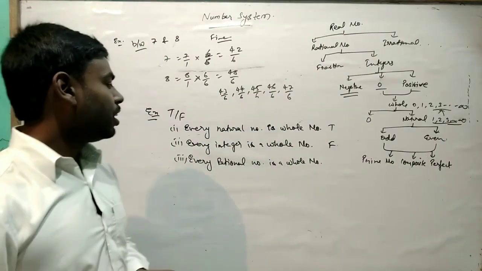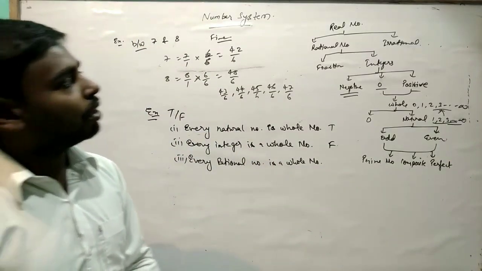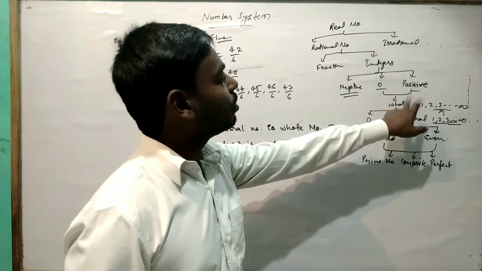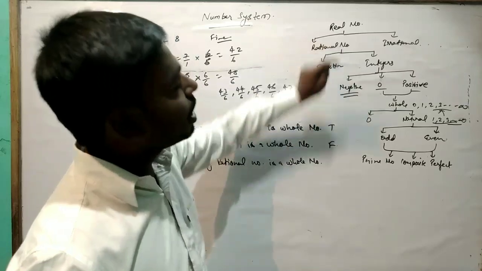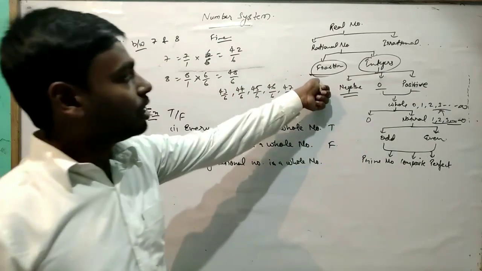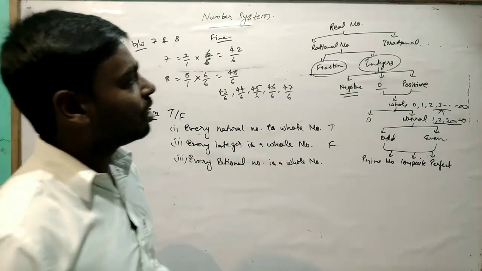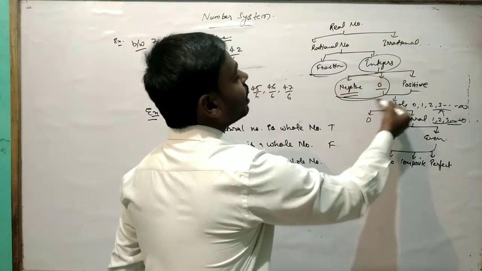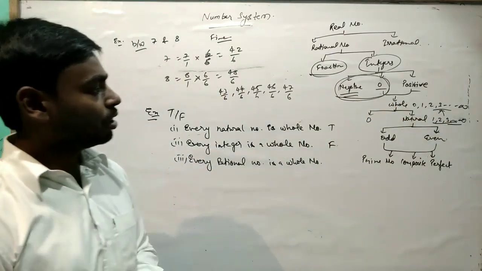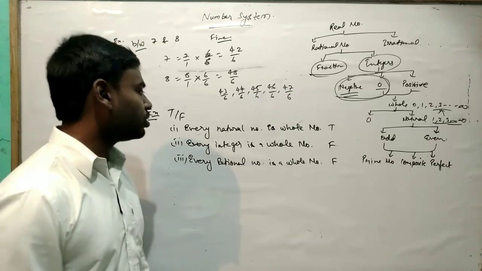Okay. Next example, every rational number is a whole number. Here are rational numbers, and here integers, and this is the part of whole numbers. In rational numbers we contain fractions and integers, and fractions do not come in whole numbers. So it is false. Here we can say that 0 and negatives are also not contained in whole numbers. So it is not true. It is also false.